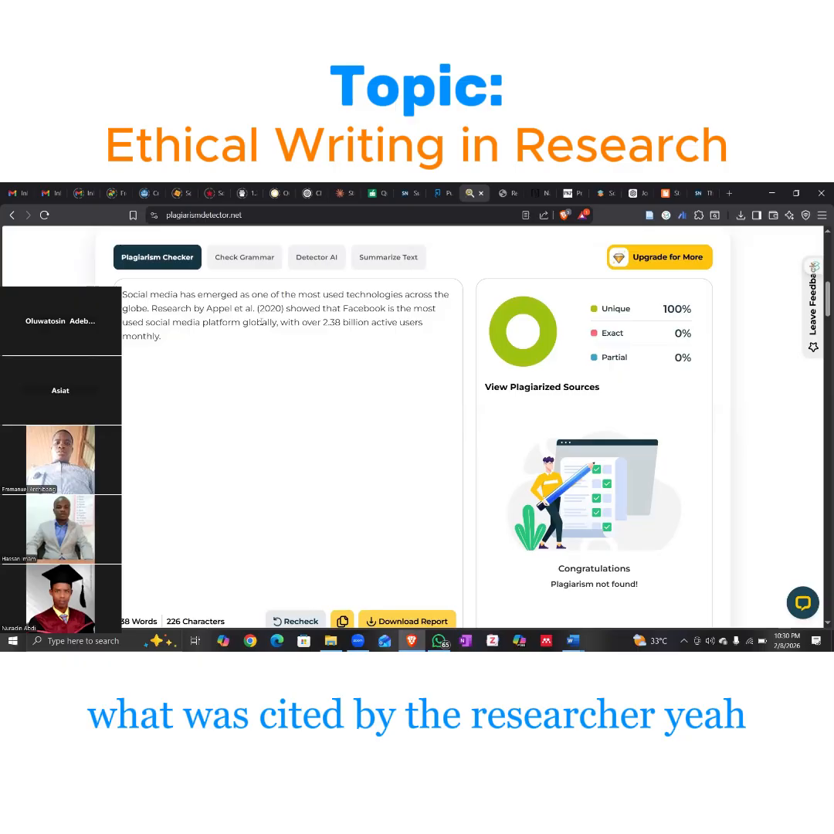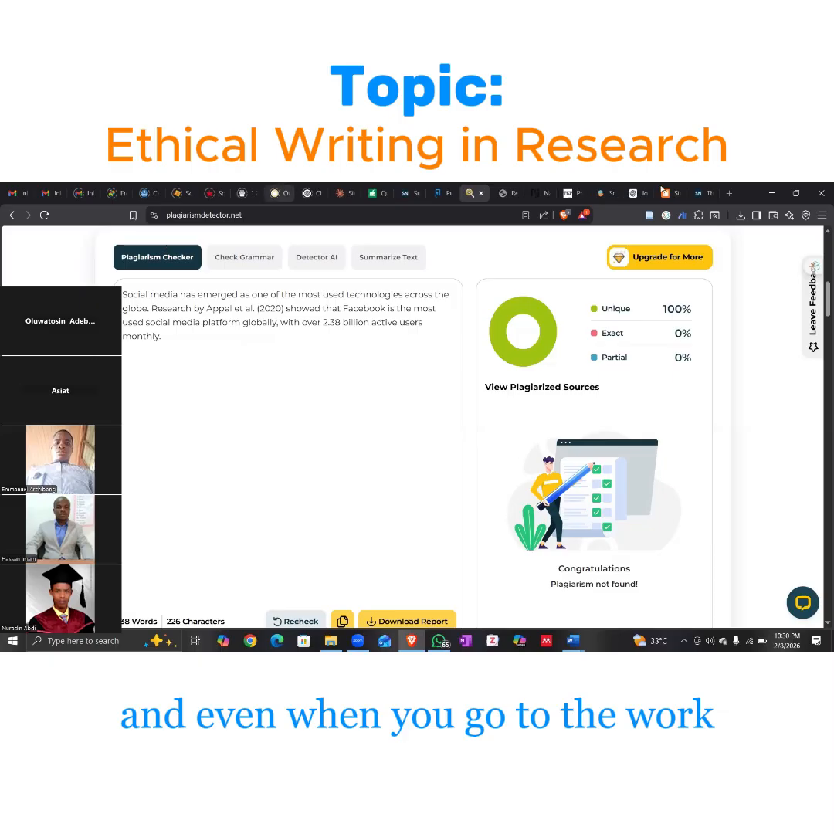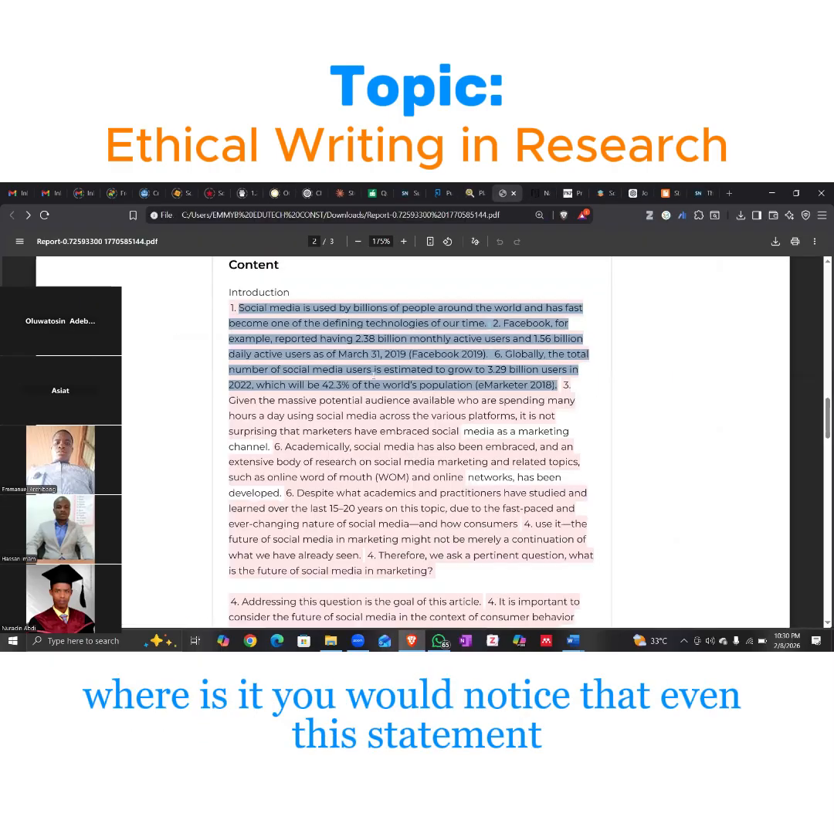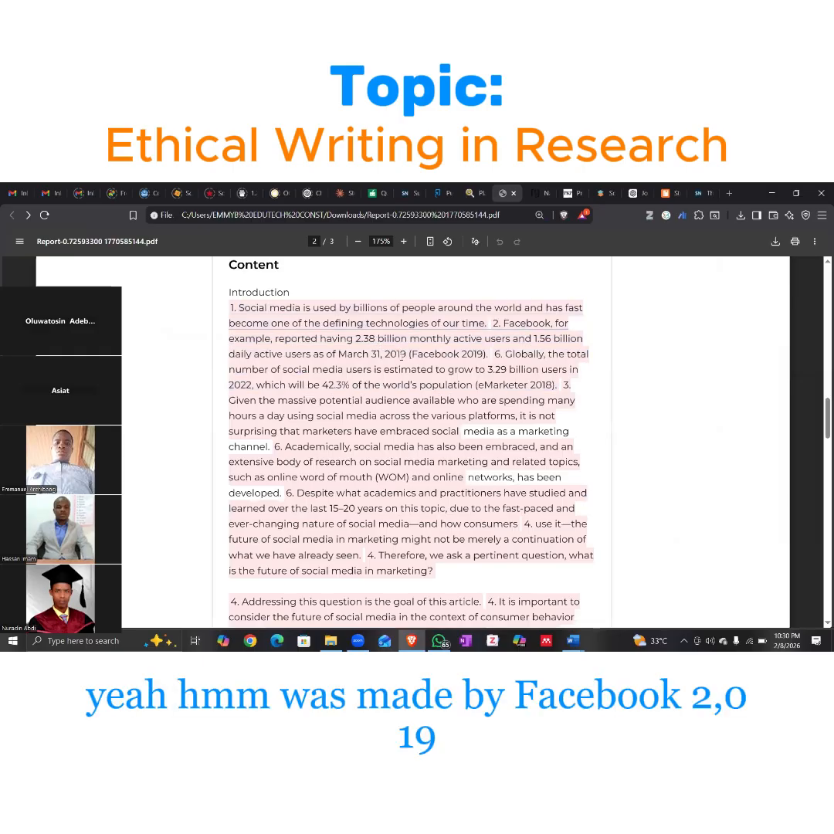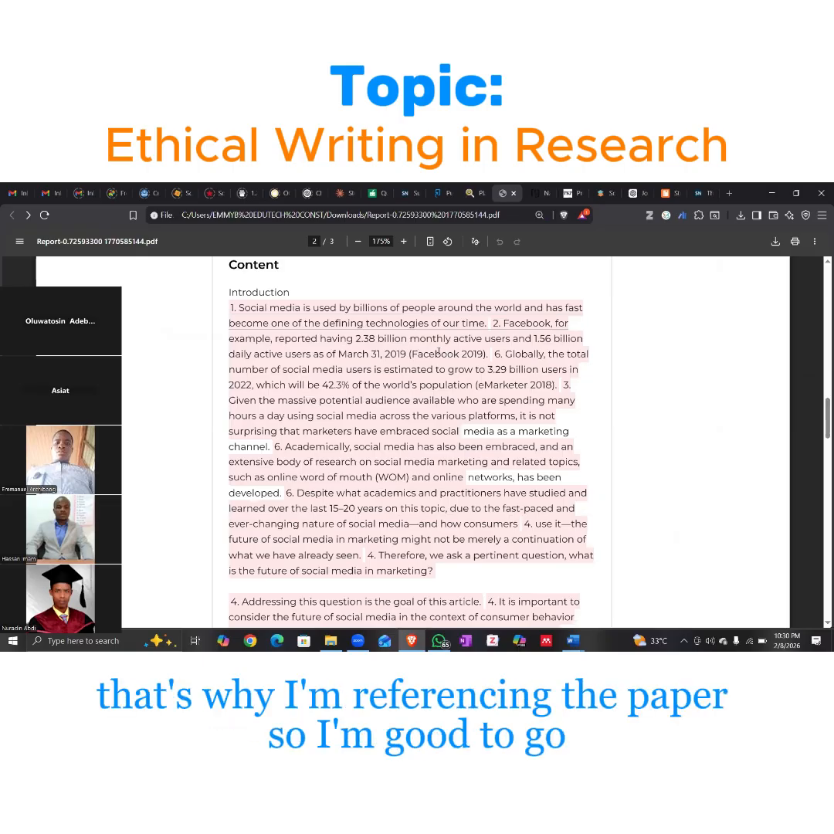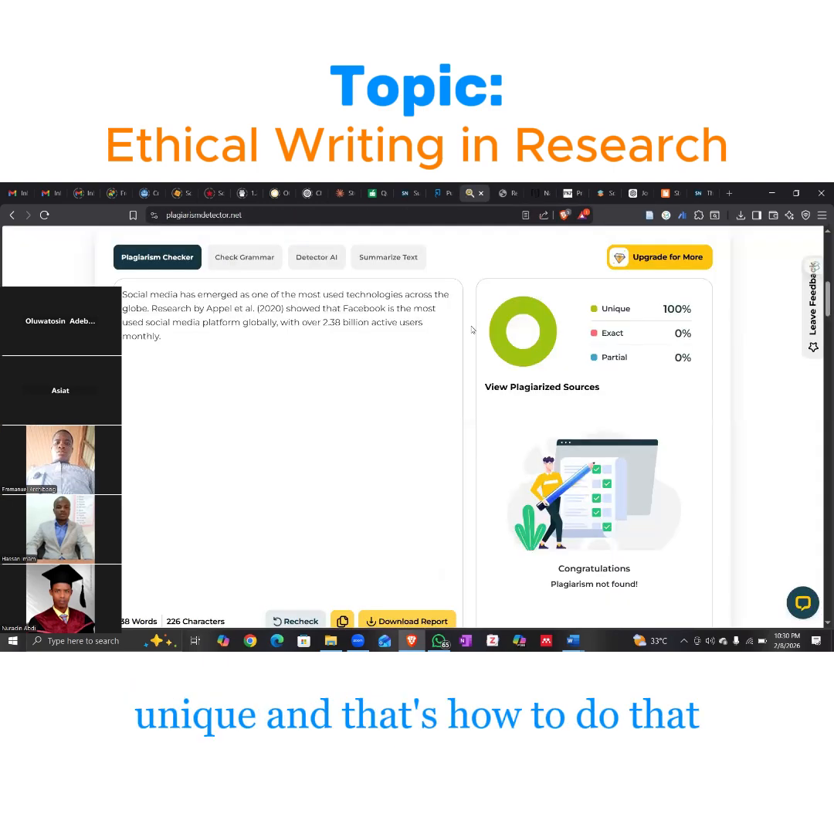What was cited by the researcher, the kind of statement they say. So that's it. And even when you go to the work, you would notice that even these statements here were made by Facebook in 2019. But I'm not citing Facebook here because I'm picking that statement from a paper that has been published. That's why I'm referencing the paper. So I'm good to go. I'm safe on that. So 100% unique. And that's how to do that.